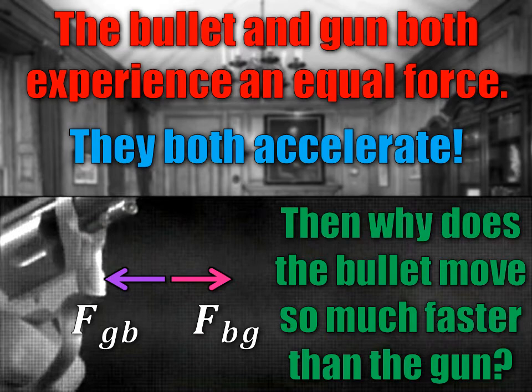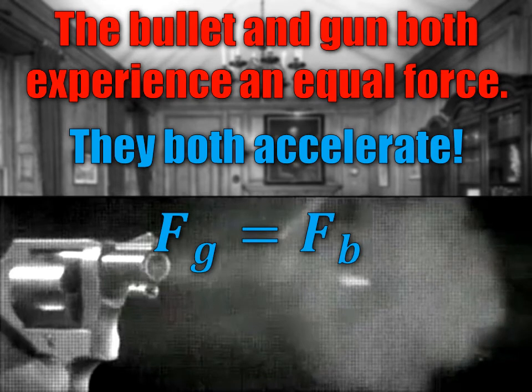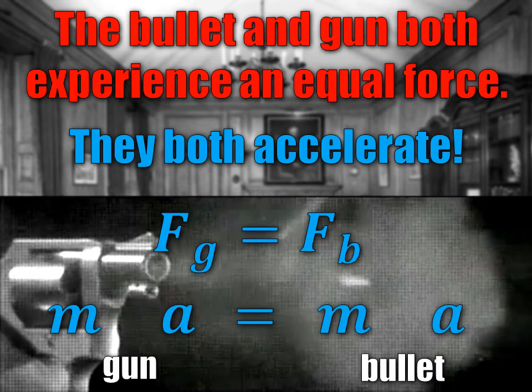The trick is to realize that the bullet and the gun do not have the same inertia. The gun has a lot more inertia than the bullet. So if we start with Newton's third law, which says the force on the gun is equal to the force on the bullet, we'll apply Newton's second law, which says that the mass of the gun times the acceleration of the gun must be equal to the mass of the bullet times the acceleration of the bullet. But realize that the gun has a large mass and the bullet has a small mass.